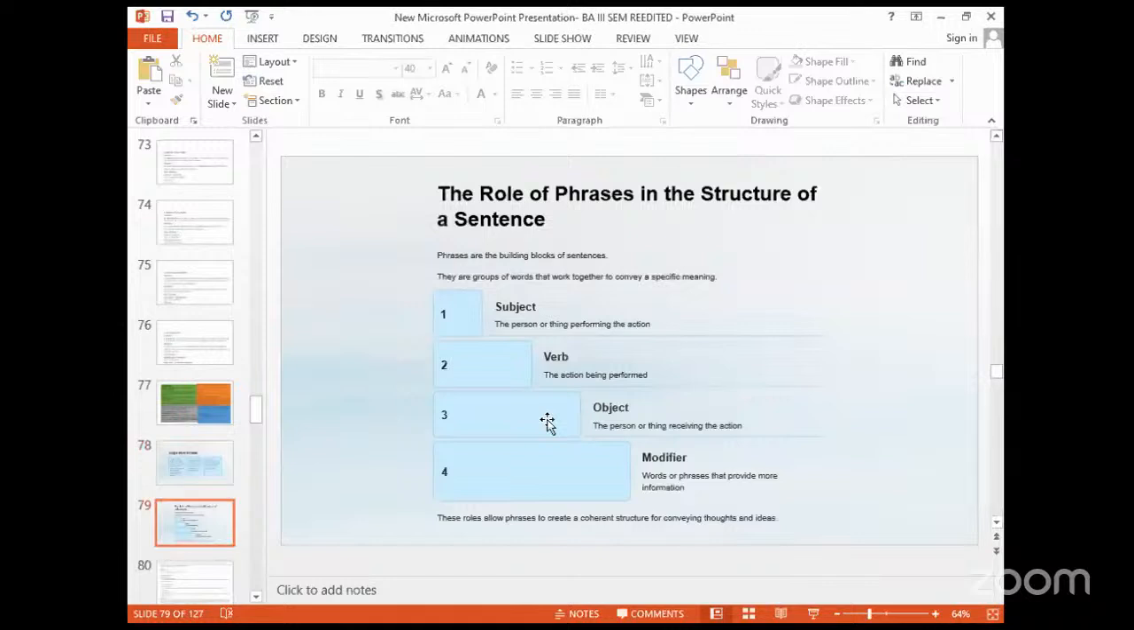Okay, this is what we have just learned about the role and structure of a sentence. As I told you, phrases are the building blocks of sentences, and they are groups of words which convey specific meaning. They take the form of a subject, the person or thing performing the action; a verb, the action being performed; an object, the person or the thing receiving the action; and a modifier, such as words or phrases that provide more information. Now, these roles allow phrases to create a coherent structure for conveying thoughts and ideas.